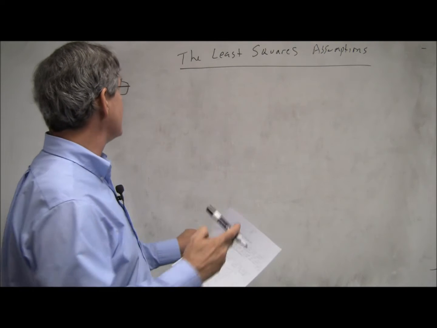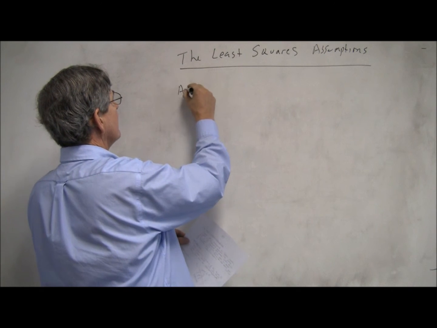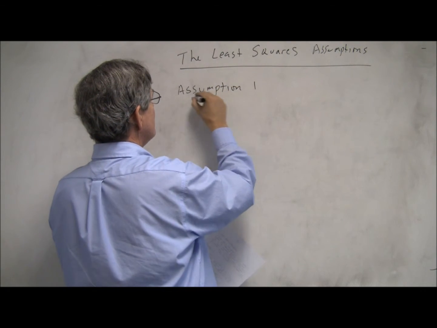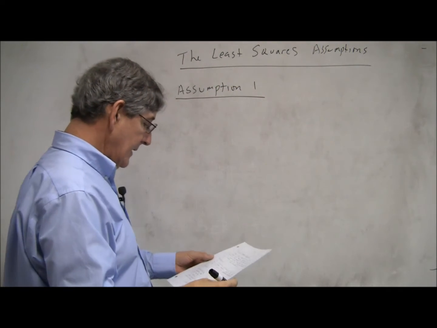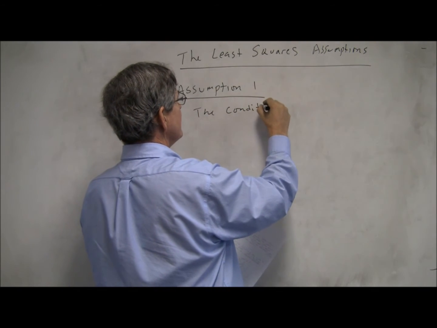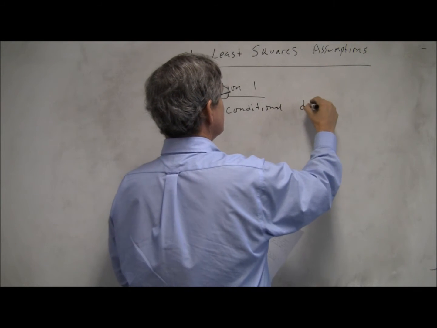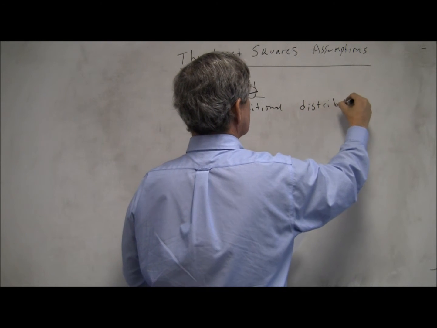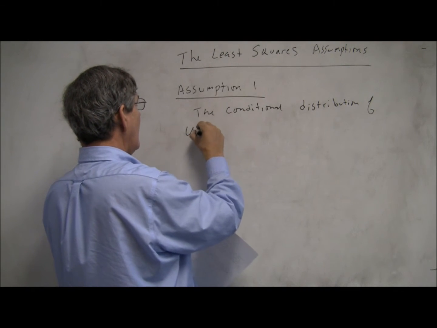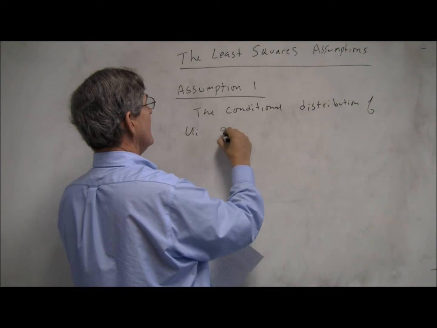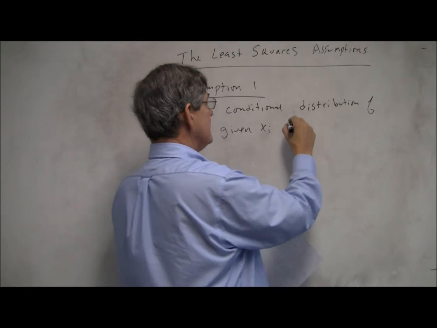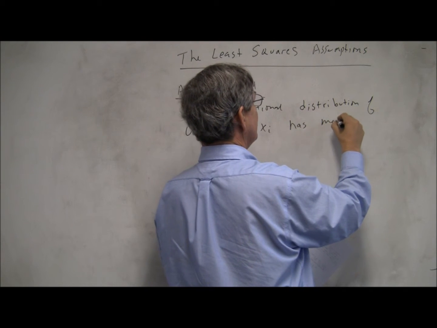So there's three main assumptions that we need to worry about for ensuring that least squares does well. Assumption 1. This is that the conditional distribution, and I'll explain what this means in a second, the conditional distribution of the error term u i given x i has mean 0, has an expected value of 0.